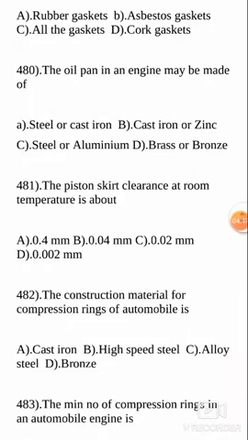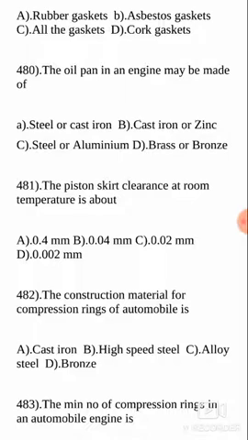Next question. The oil pan in an engine may be made of... So what is the material for the oil pan? So the question is this. Steel or aluminum. Normally the oil pans in an engine are made of steel or aluminum. So brass bunch cannot be the answer. So it is a question between steel or aluminum.